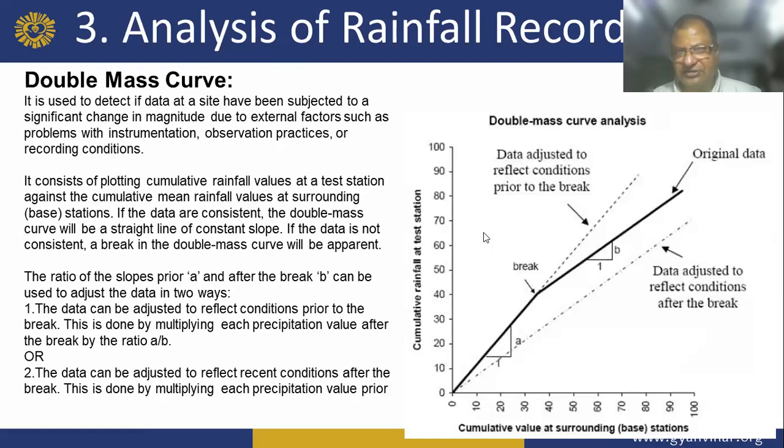This is the double mass curve analysis of the rainfall record. It is used to detect whether the data of a site have been subjected to a significant change of magnitude due to external factors.